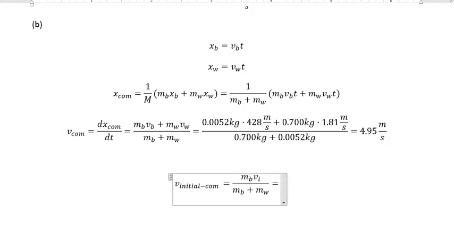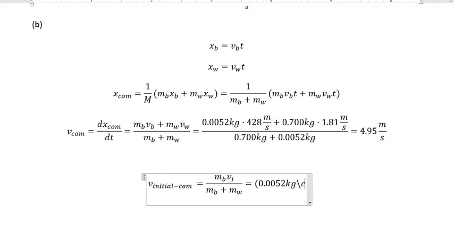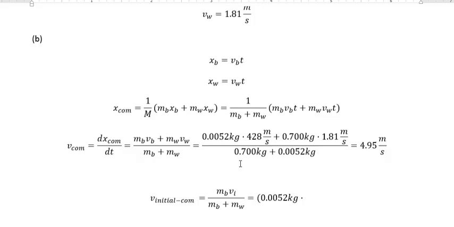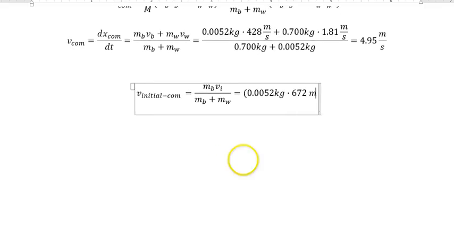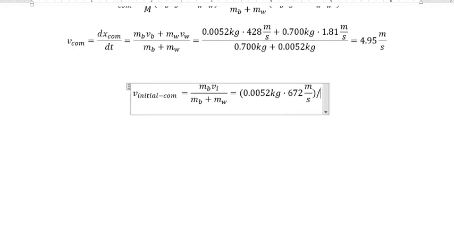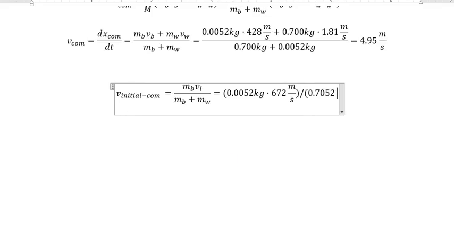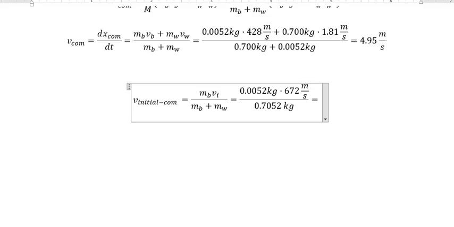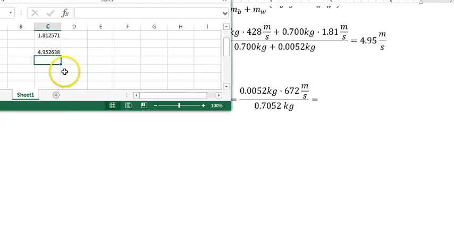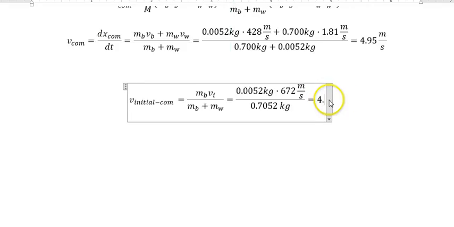So 0.0052 kilograms times 672 meters per second divided by 0.7052 kilograms. And we get 4.95, right? Or 4.96.